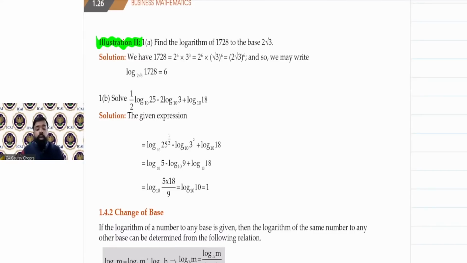Find the logarithm of 1728 to the base 2 root 3. This question is similar to what we have done above. Let log of 1728 to the base 2 root 3 be equal to x. Now we write it in exponential form: 2 root 3 to the power of x is equal to 1728. Now what is the next step?